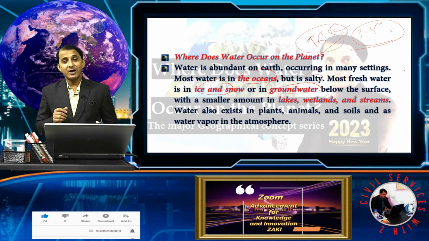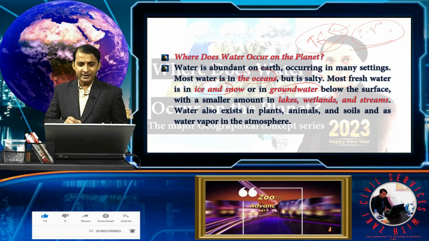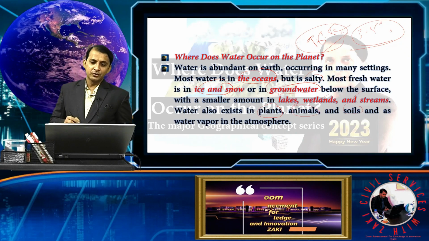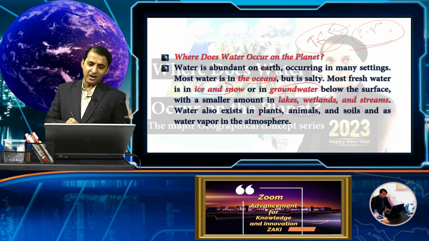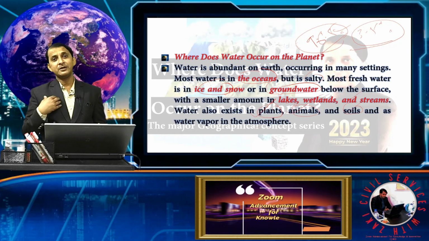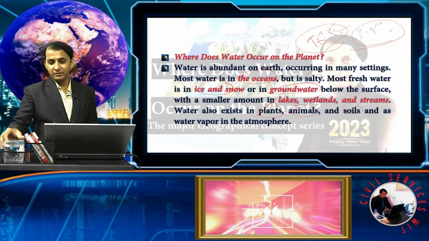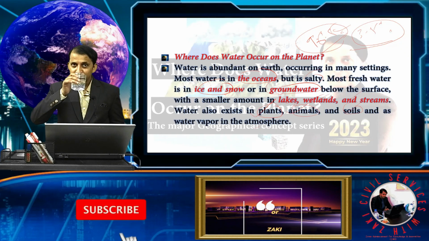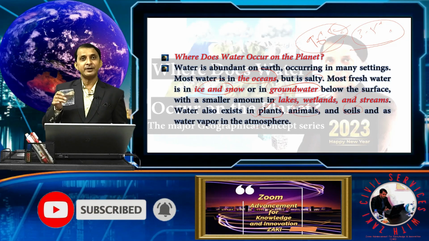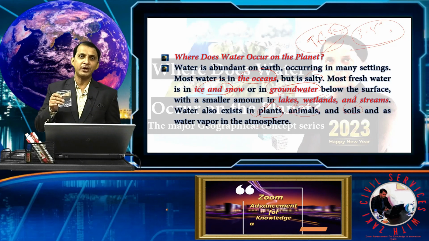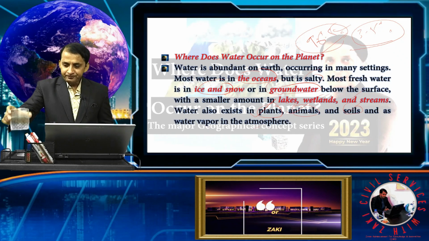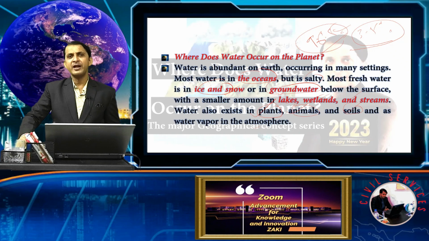But water also exists in animals and plants and the soils and the atmosphere. So you can find water in plants, animals, soils and the atmosphere, even in you and me, because we drink water. So this water is present in humans also, including me and you, and also in the flora and fauna in nature.